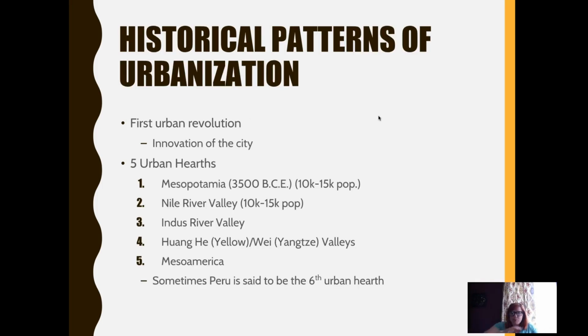Okay. So there are 5 urban hearths that you should memorize and know where they are on the map. Mesopotamia is the land between 2 rivers, the Euphrates and the Tigris, in modern day Iraq. So in your notes, if you just put modern day Iraq, you'd be pretty close. That was the first city. The next one is the Nile River Valley. That's in Egypt, so you can get that on your map. The Indus River Valley.